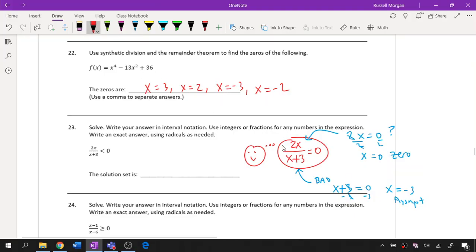Oops, I spelled that wrong. Oops, I'm crossing it out.